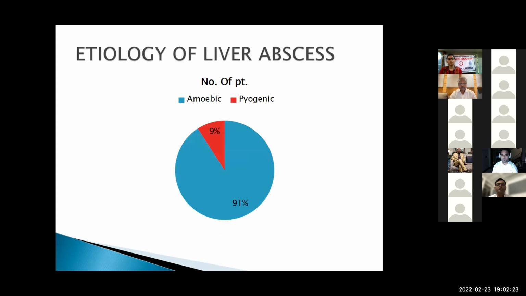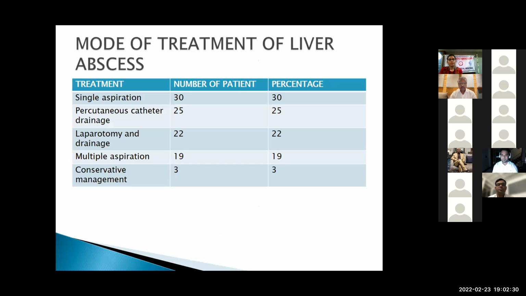Etiology of liver abscess: the most common cause of liver abscess was amoebic, which was 91%, followed by pyogenic, which was 9%. Mode of treatment of liver abscess: single percutaneous needle aspiration was done in 30% of patients. Percutaneous catheter drainage was done in 25% of patients. Laparotomy and drainage was done in 22% of patients. Multiple aspirations were done in 19% of patients, and conservative management was done in 3% of patients.